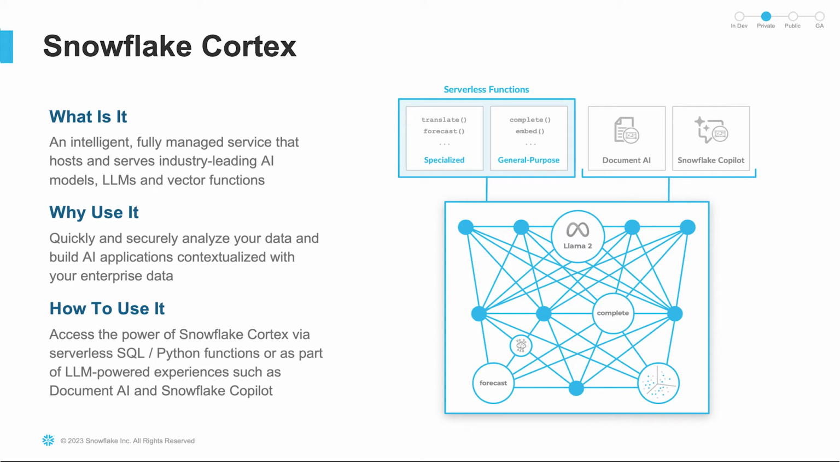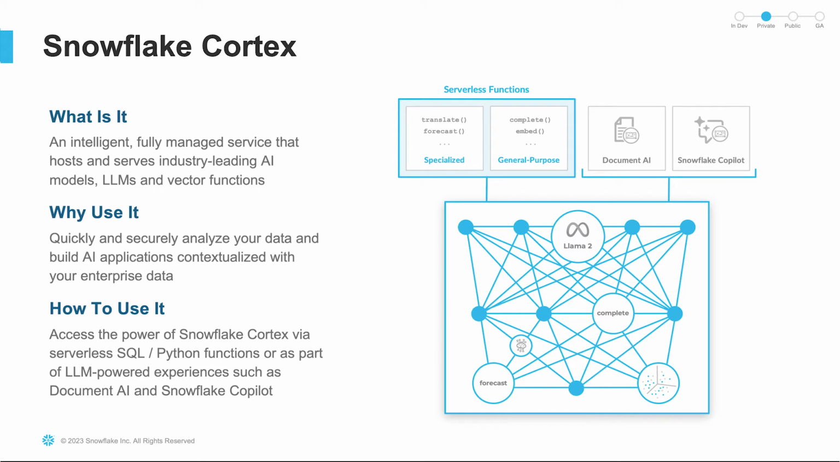Let's dive into each of these before we do a demo. Snowflake Cortex is an intelligent, fully managed service that hosts industry-leading AI models, LLMs, and vector functions. You can use it to quickly and securely analyze data and build AI applications contextualized with your enterprise data. Use it by accessing the power of Snowflake Cortex via serverless SQL, Python functions, or as part of LLM-powered experiences such as Document AI and Snowflake Copilot.